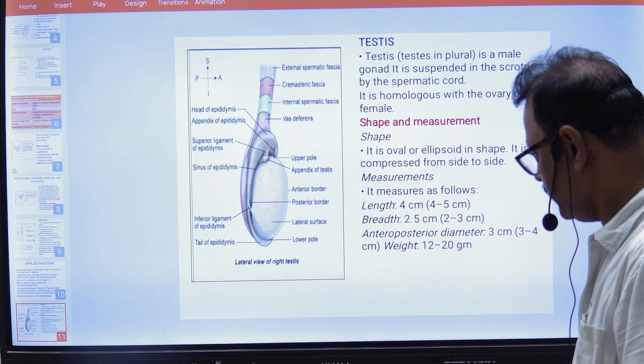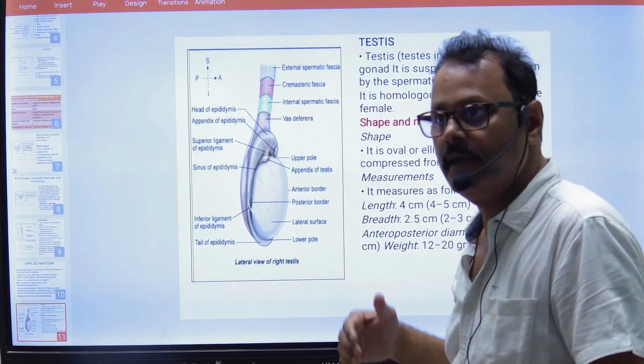So the next topic is the testis. We will talk about the testis in the next class.